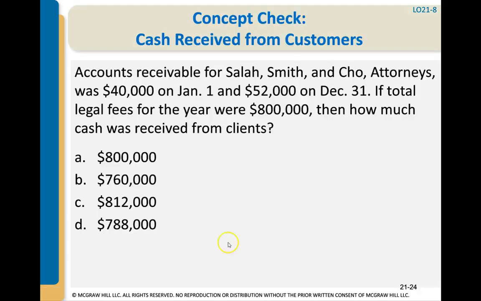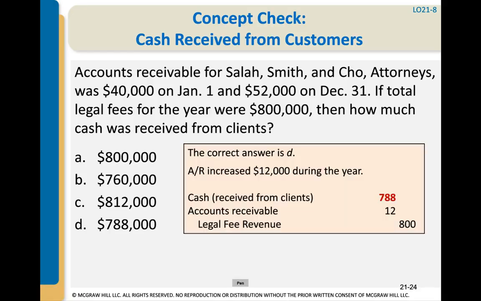Okay, let's do a concept check. Accounts receivable for Salas, Smith & Cho attorneys was $40,000 on January 1 and $52,000 on December 31. If total legal fees for the year were $800,000, then how much cash was received from clients? Well, we know that the revenue was $800,000. So if we're going to do our journal entry, we would credit legal fees for $800,000. Then we have to look at our related balance sheet account, which is our accounts receivable from the beginning of the year and end of year. So beginning of the year was 40, end of the year was 52. So it increased 12,000.